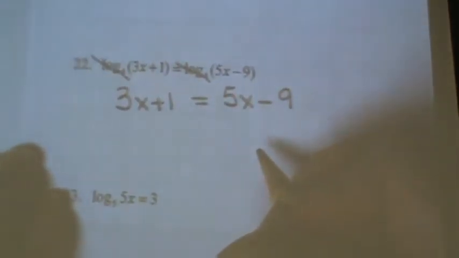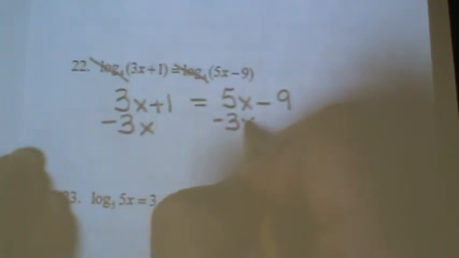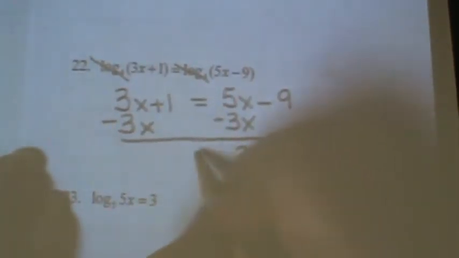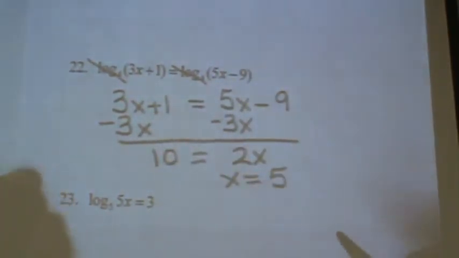You got the same base. What do you notice about 22? Same base. What can you do? Cancel them out, so you got 3x plus 1 times 5x minus 1. And then solve, so plus 9. 5 equals x. What's x? 5. Beautiful.